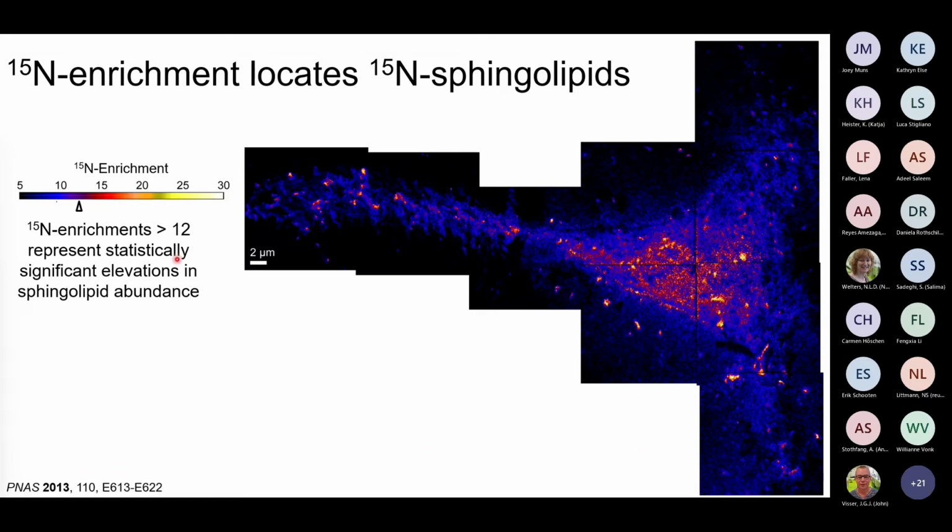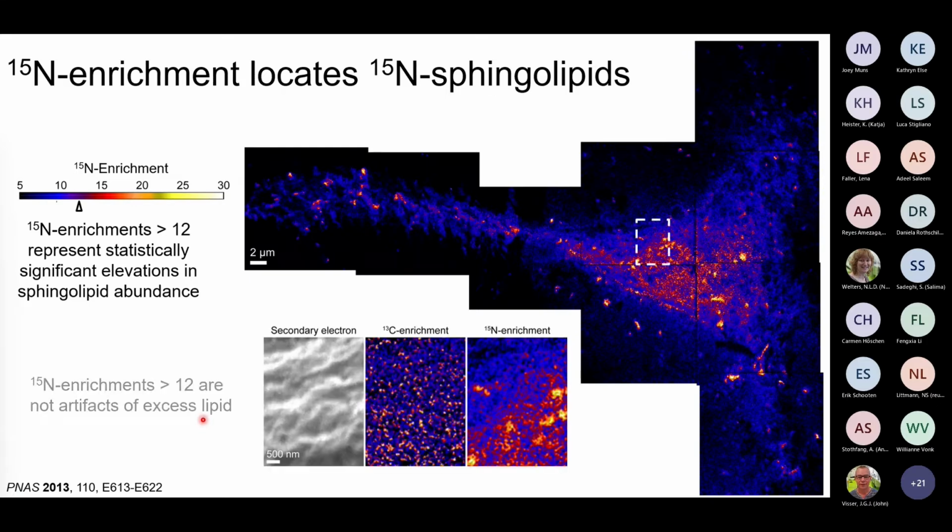So anything above 12 in this image, which is marked here, so anything that's red, yellow, or orange on the cell, that is a statistically significant elevation in sphingolipids that cannot be attributed to noise. And if we zoom into one of these regions on the cell, we see sphingolipid domains, and the same location in the C13 enrichment image that was acquired in parallel does not show localized enrichment of C13. So that means all the lipids are not enriched at these sites. We're not detecting excess lipid. We are only detecting the plasma membrane here.